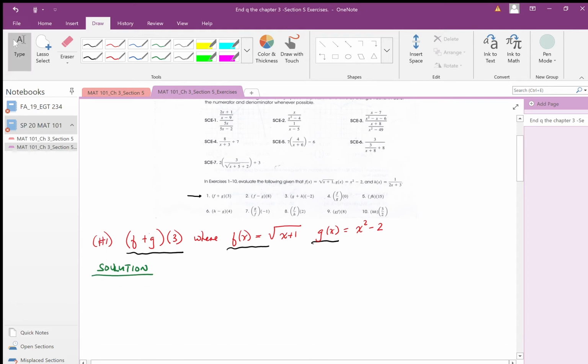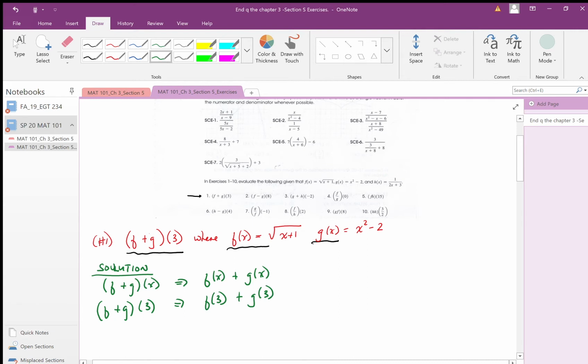Whenever you have f plus g of some value x, you can rewrite this as f of x plus g of x. Okay, it can be written that way. Now in this case we have f plus g of 3. Now you can write that as f of 3 plus g of 3.